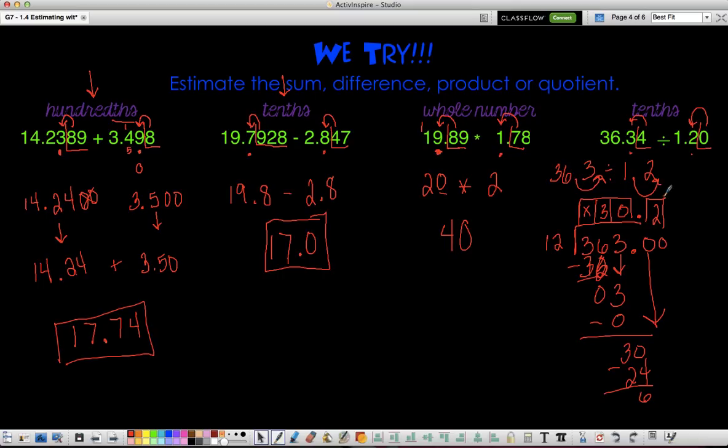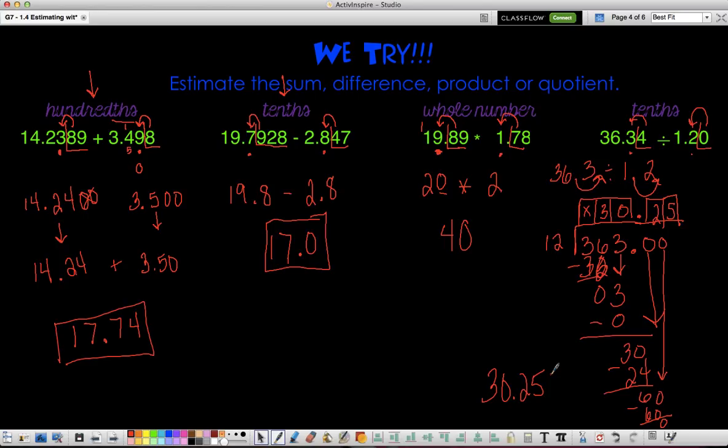So since I add another 0, I have to add another box. Bring down that 0. I know 12 goes into 60 5 times. 12 times 5 is 60. I subtract and I get 0. So my estimated answer is 30 and 25 hundredths.